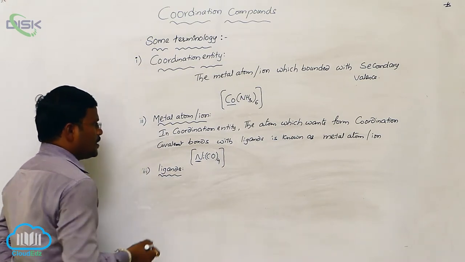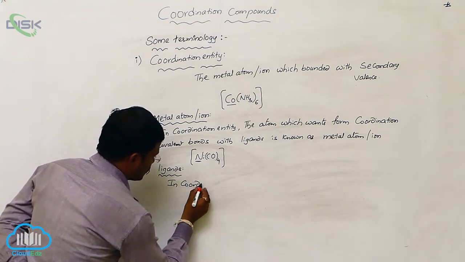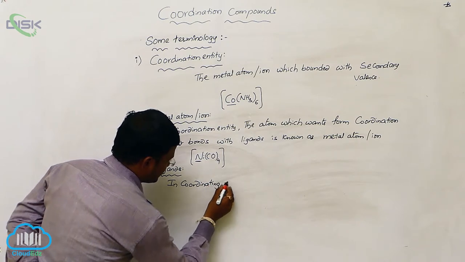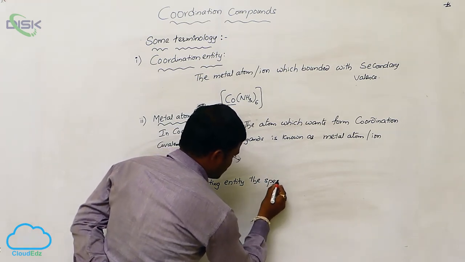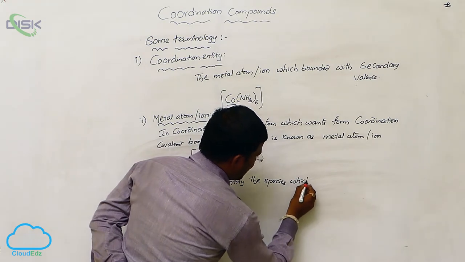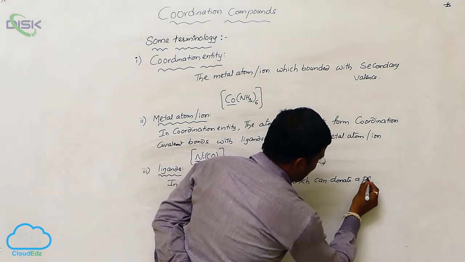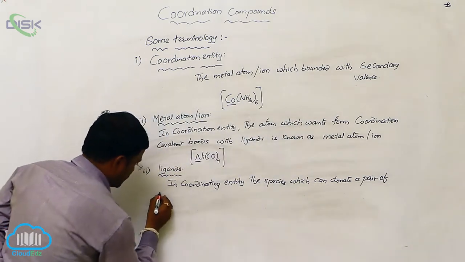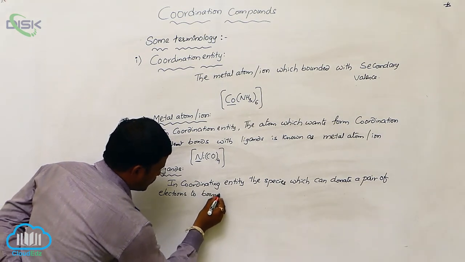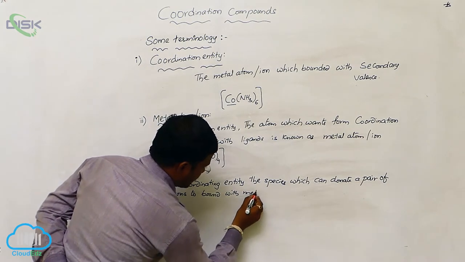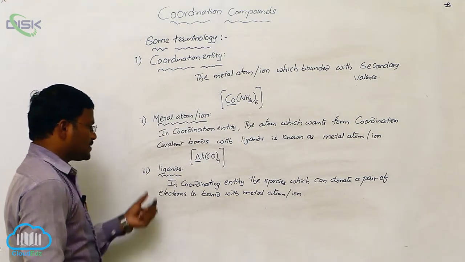Similarly, the third important terminology we generally come across during the coordination compounds is ligands. So we have to know what are ligands. In coordinating entity, the species which can donate a pair of electrons to bond with metal atom or ion is called as ligands.